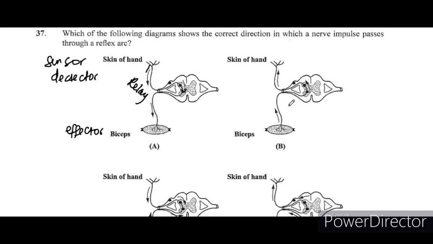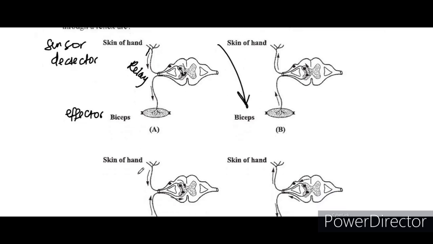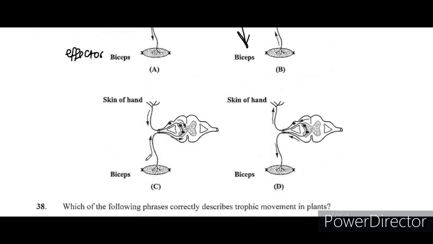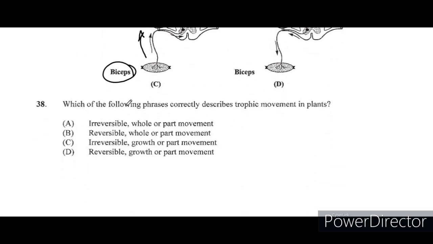Oh, here we go. This arrow points down and to there. So it can't be this because you have to come from the sensor to the effector. So we have to go all the way, right? This is showing that it would never reach the effector. This isn't. All right, the answer is A.